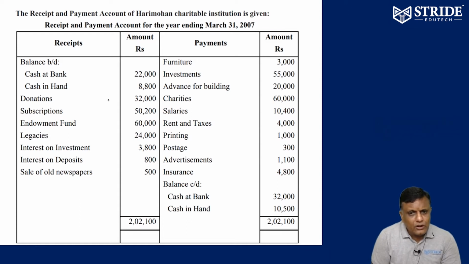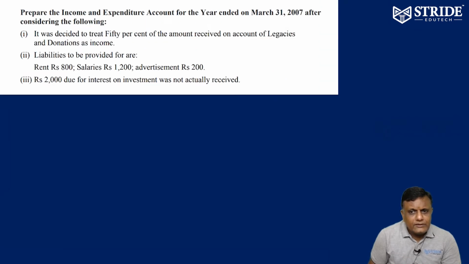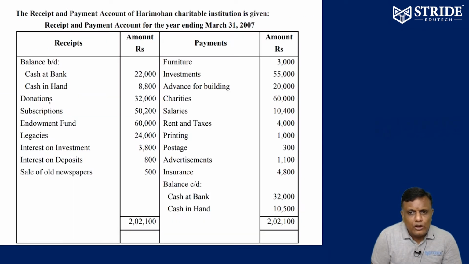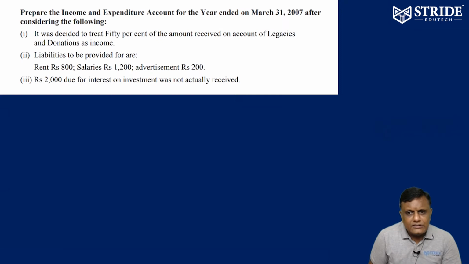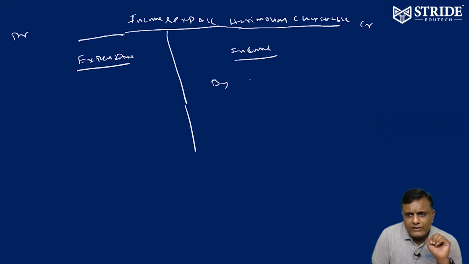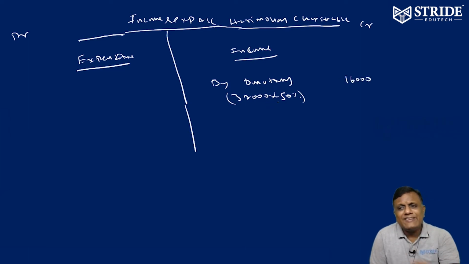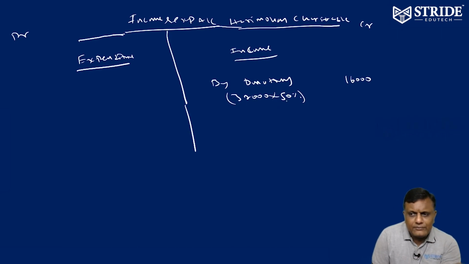So we have donations. How much donations have we received? 32,000. There is a clue given here: 50% of donations are income and the remaining 50% is a liability item. Out of 32,000, I am going to treat 50% as income, which means 16,000 is income. What happened to the balance 16,000? It is a liability item, a capital receipt. So 50% is revenue receipt and 50% is capital receipt.